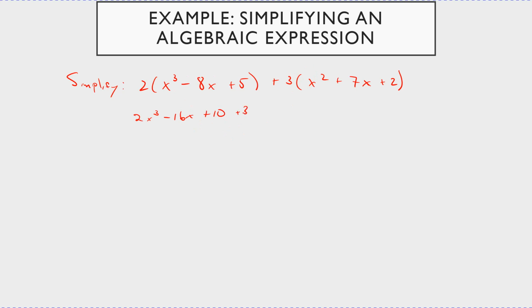3x squared. 3 times 7 gets me 21x. And 3 times 2 gets me 6. All right, so we'll look here. The x cubed is by itself. So this just gets me 2x cubed. We have the x squared is by itself. Look at this: minus 16 plus 21. So you can think of this as 21 minus 16 is 5. And 10 plus 6 gets me 16. And there's no more like terms to combine here, so we're fully simplified.